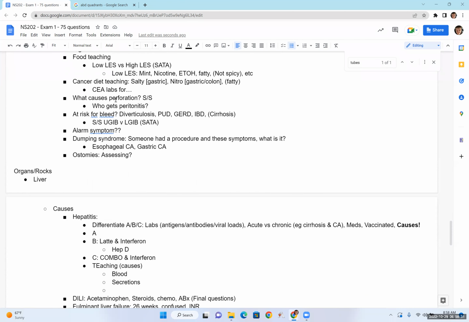All right. So what causes perforation symptoms? Who gets peritonitis? Kind of mentioned that above. Risk for bleeding. Who's at risk for bleed? We talked about who's at risk for perforation. Who's at risk for bleeding? So there's ulcerosis versus colitis, right? So that's a good, easy static question, right? Who's going to be at risk for this?